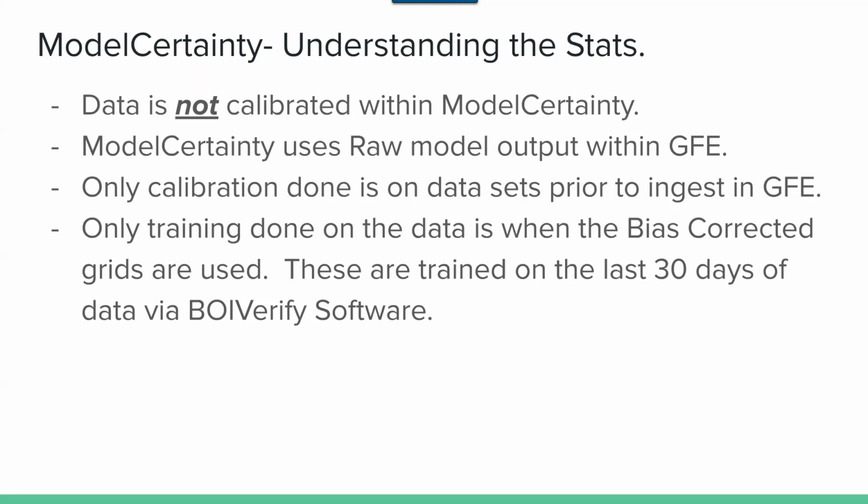The only other calibration that could be used in ModelCertainty is bias correction. We have the Boise Verify software, which applies a 30-day running bias correction on those grids. We also right now have MOSGuide, which is a calibrated system, and that does help make sure that ModelCertainty, or any other blends, don't go off the rails.